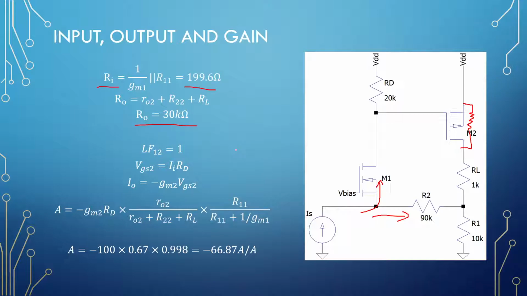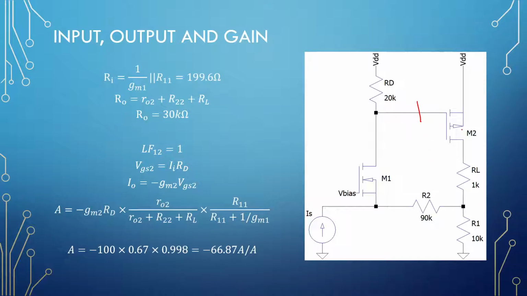On the output side, the impedance of our PMOS plus our load plus R22 will give us 50 kilo ohms. And where is our input and output impedance? Done. Okay. There is no loading factor between the two amplifiers, since it is a MOSFET.